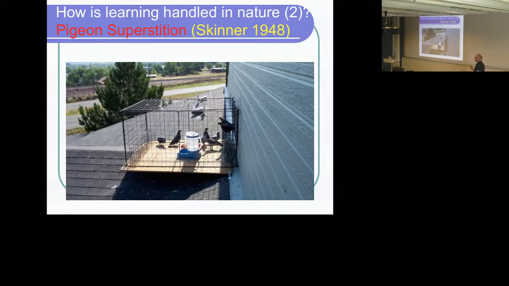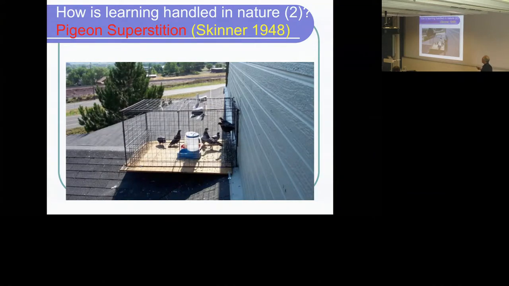So they say, no, there is no difference between humans and animals. Everything that you see in humans, we can also show in animals. We should treat the organism as a black box. There is an input, there is an output. Let's try to learn this function from input to output. And they were trying to replicate in animals behaviors that we know from humans. And this is a very nice experiment in which he could get the pigeons to get superstitious.